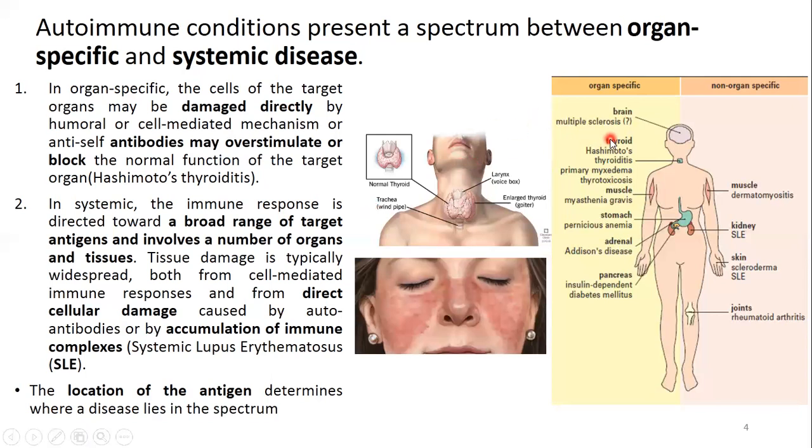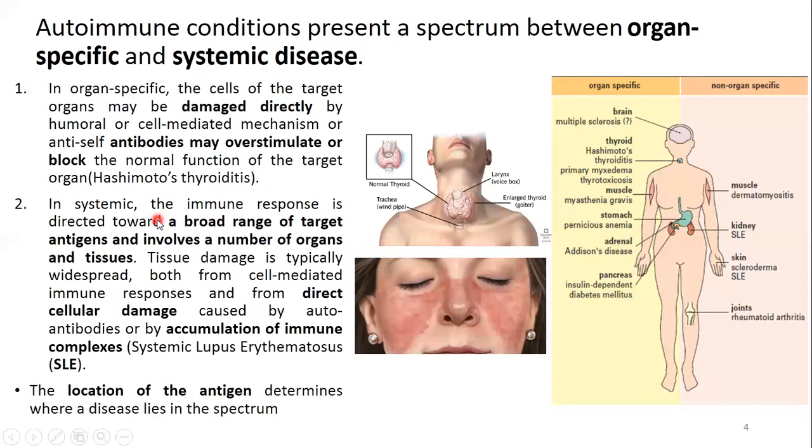We have other organ-specific diseases such as multiple sclerosis, which affects the brain and spinal cord, the central nervous system, or generally the nervous system. It's a demyelinating disease. Thyrotoxicosis or myasthenia gravis affect the junction between the muscles and the neurons. Pernicious anemia affects the stomach, Addison's disease the adrenal glands, and insulin-dependent diabetes mellitus the pancreas.